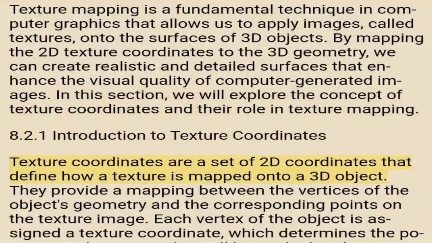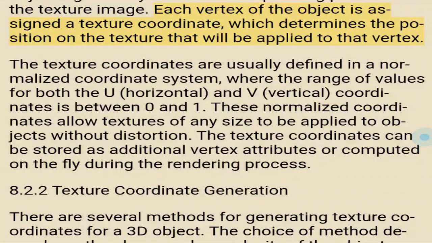Texture coordinates are a set of 2D coordinates that define how a texture is mapped onto a 3D object. They provide a mapping between the vertices of the object's geometry and the corresponding points on the texture image. Each vertex of the object is assigned a texture coordinate, which determines the position on the texture that will be applied to that vertex.